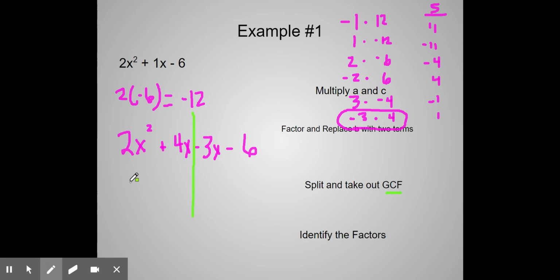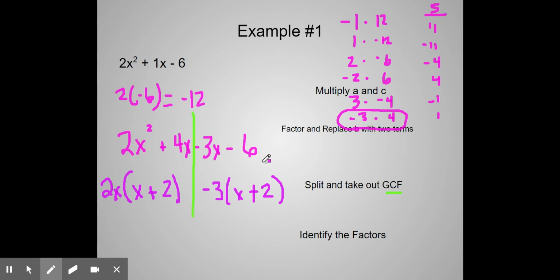So on the left-hand side, my GCF is 2x. What I have left is just x, and what I have left here is +2. On the right-hand side, I'm going to factor out a -3. What I have left here is x + 2.